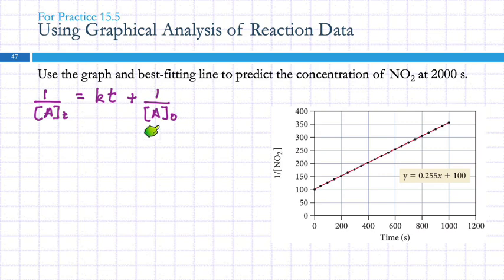This is the rest of the equation, so we can just copy that down, not worrying about 1 over anything. Instead of x, we're using t for time.